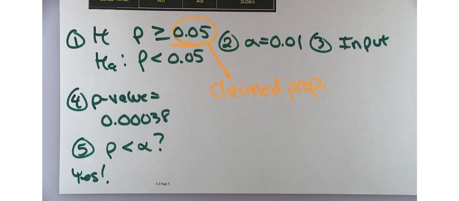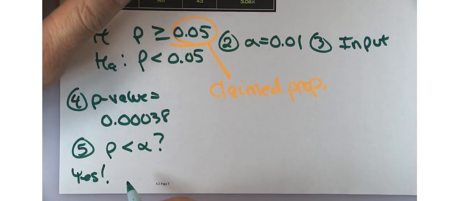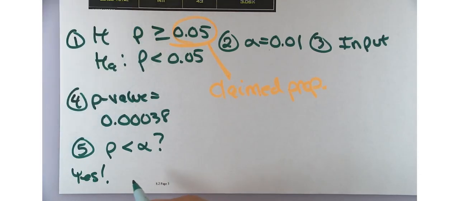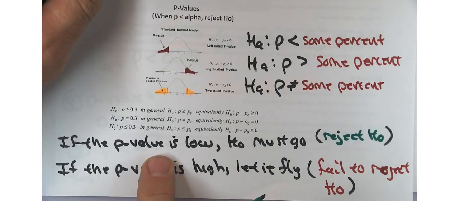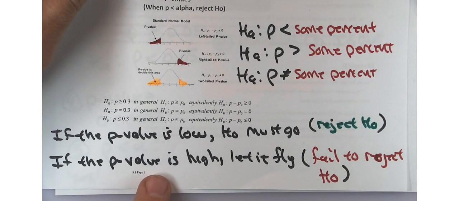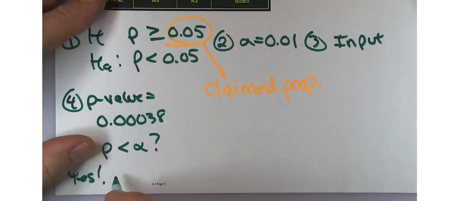So does that mean we reject or fail to reject? Which one are we doing in this one? Anyone got that? Got a couple people for reject. Do you agree? Reject or fail to reject? So going back here, if the p-value is low, reject. If the p-value is greater than alpha, then you're going to fail to reject. So reject H naught.